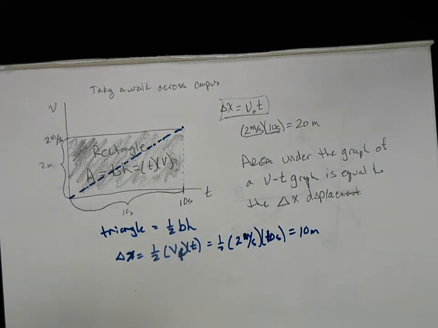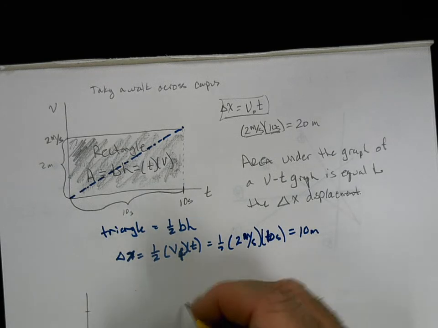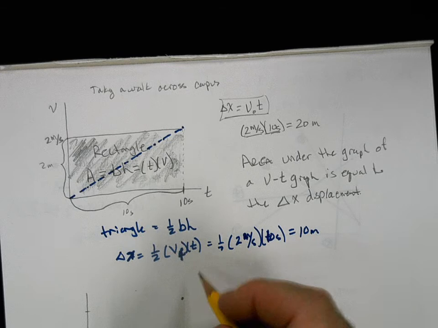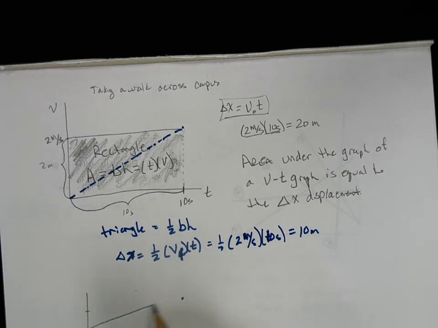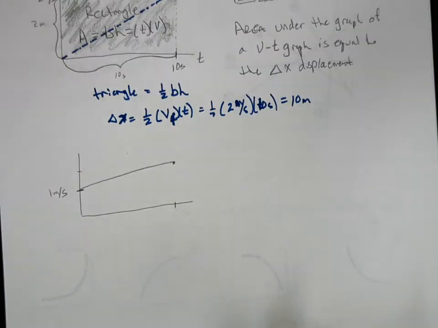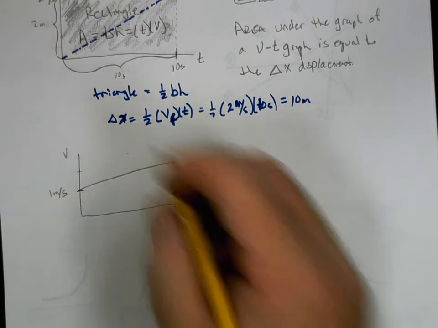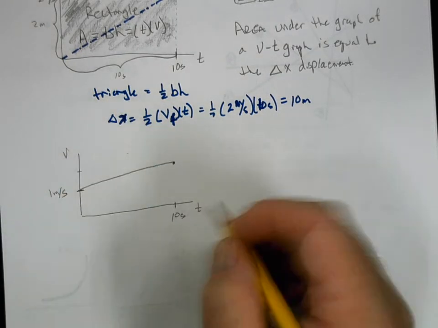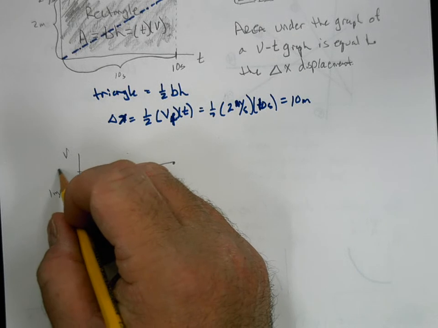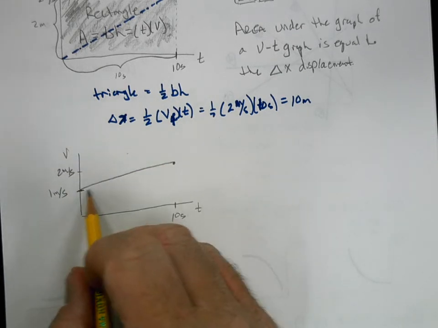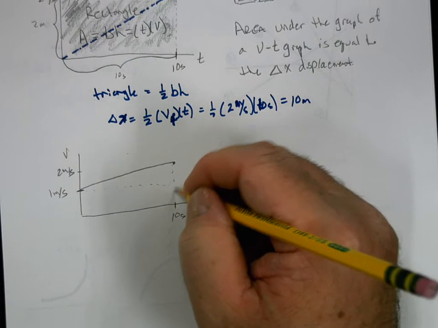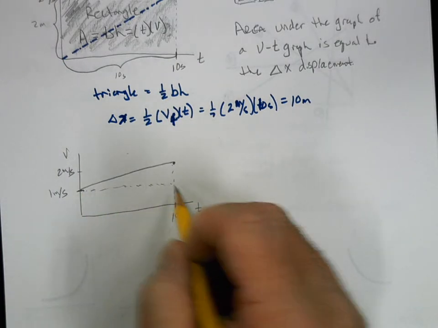Let's say I'm already walking at a speed of 1 meter per second. I'm just strolling across campus, and then I realize I forgot something, and I start speeding up. So now, in 10 seconds, I speed up to 2 meters per second, but I was already traveling at 1 meter per second. We can do this in one of two ways.